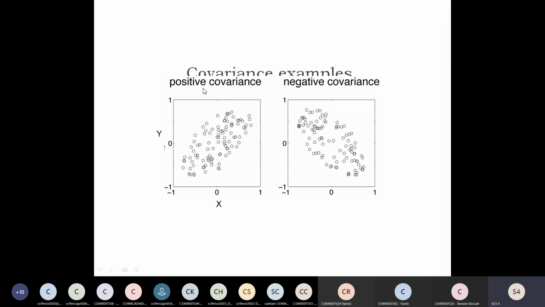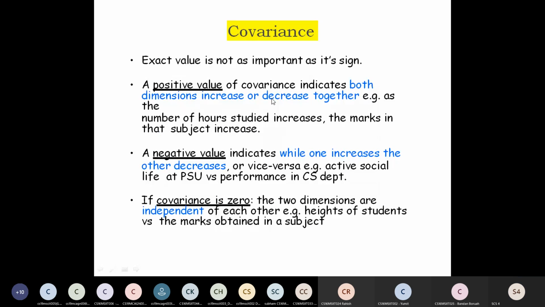Then we have positive covariance, we have negative covariances. Let's see what they are. What is the meaning of positive and negative? See, the exact value is not as important as its sign. The sign is very important. Why, we'll see. A positive value of covariance indicates both dimensions increase or decrease together. The ones written in blue bold are very important.